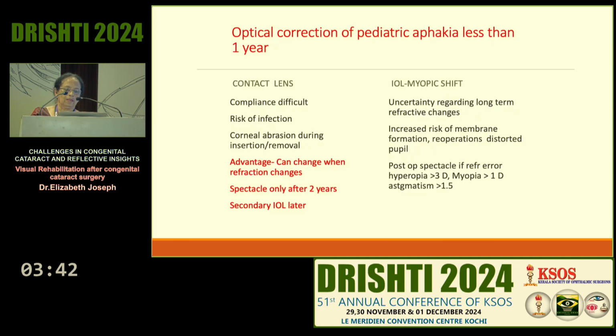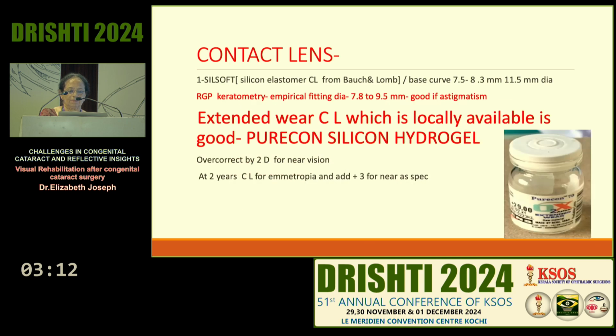When you put contact lenses, the problem is compliance. If you think that your patient is compliant and can come frequently, then go for contact lenses and secondary IOL later. The advantage of contact lens is that you can change the contact lens when the refraction changes, and you can give spectacles later. When you put a primary IOL, the problem is myopic shift. That is, there is uncertainty in the long term refractive changes, and there is increased risk of membrane formation, etc.